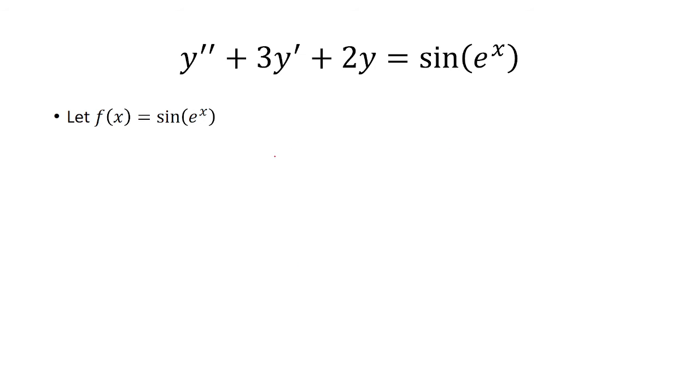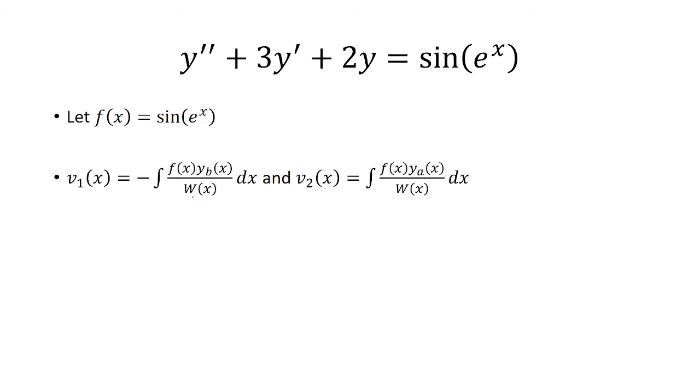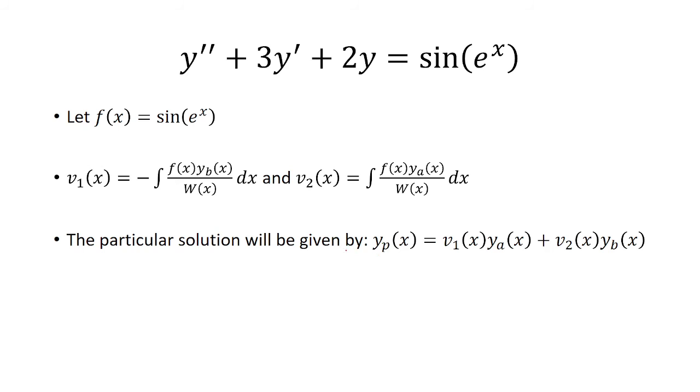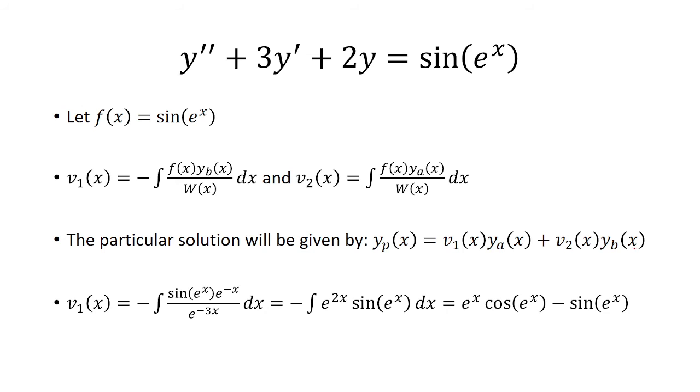Let f of x equal sine of e^x. v_1 and v_2 will be part of our solution, and they'll be in this form. So we have all the pieces. In the previous slide we had y_b, y_a, and the Wronskian, and then f of x is just sine of e^x. So the particular solution will be given by y_p of x is v_1 of x times y_a of x plus v_2 of x times y_b of x.